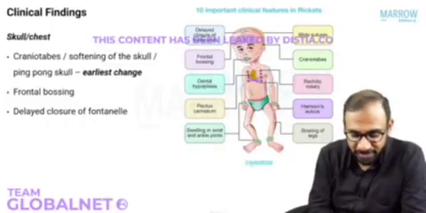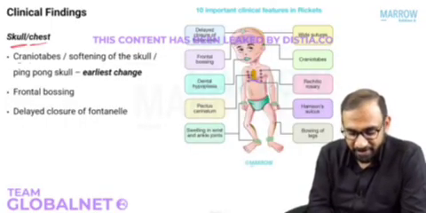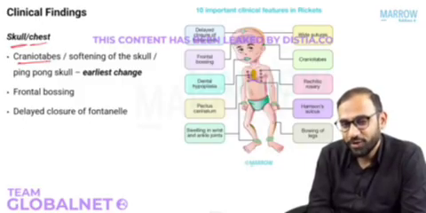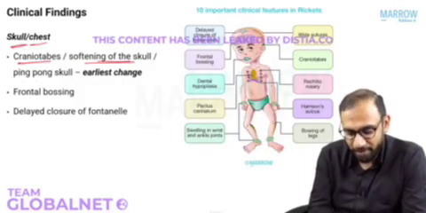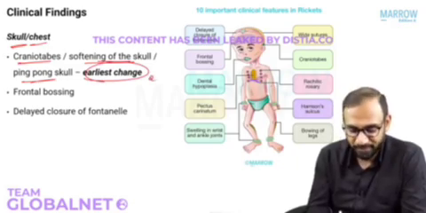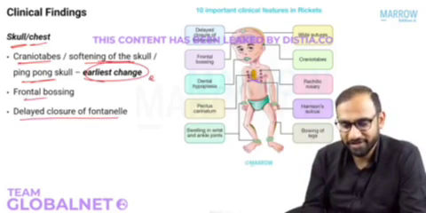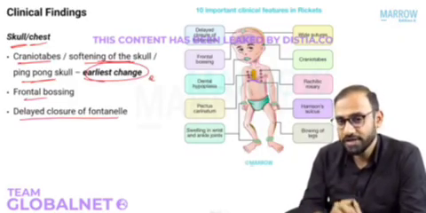So what are the manifestations? You can see changes in the skull and in the chest. What are the changes? Craniotabes. Have you heard of this? Craniotabes, softening of the skull, ping pong skull. This is the earliest change that you will notice in the child. MCQ. Frontal bossing, delayed closure of fontanelles. These are the findings you will see in the skull.